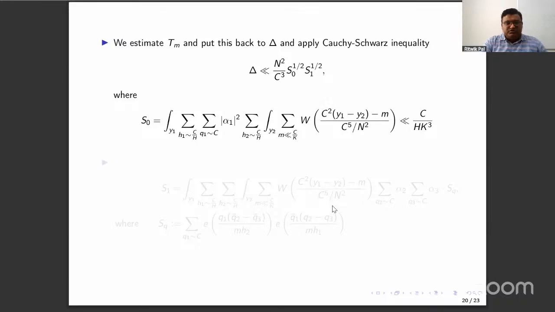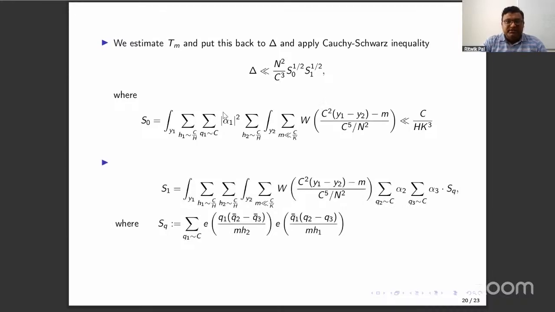So of these two terms, S0 and S1, one of them will have the Q1 term, and one of them will have the Q2 term. In the Q1 term, that is S0, we estimate it trivially. In S1, rather than estimating it trivially, we open up the square again, this absolute square over Q2.